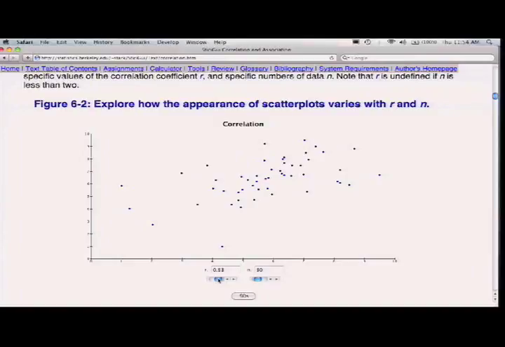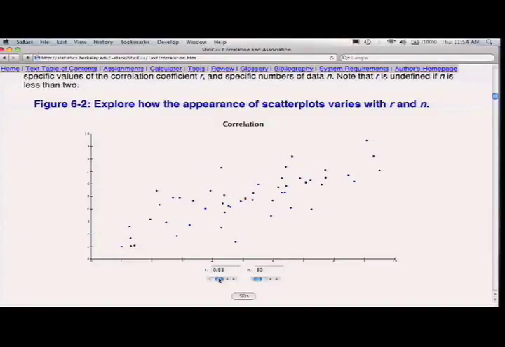Okay, 0.4, getting a little bit more tightly clustered. 0.5, 0.6. As it grows, the points get more tightly scattered until eventually, if they all fall exactly on a straight line, the correlation coefficient is +1 if the line slopes up. It's -1 if the line slopes down. So as we go down, there's a correlation coefficient of -1. All the points fall on a line that slopes down.